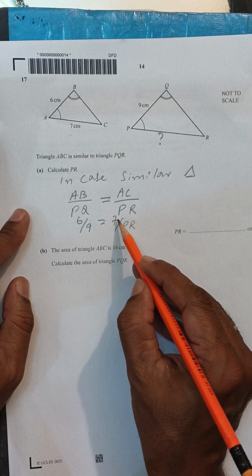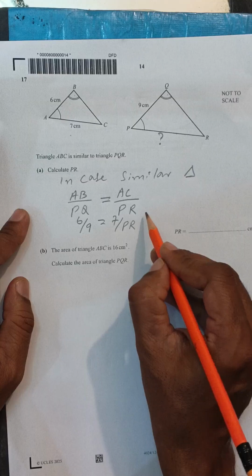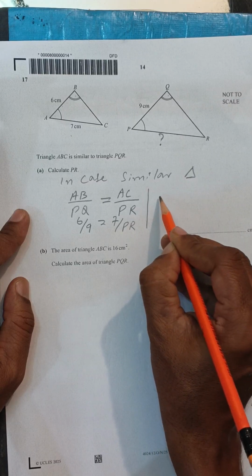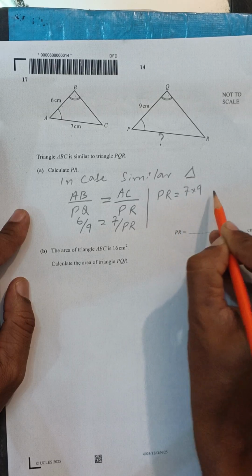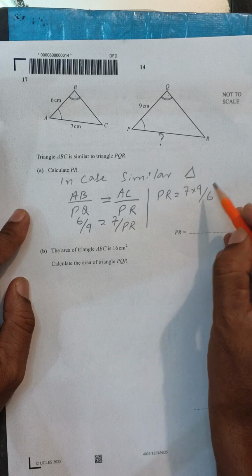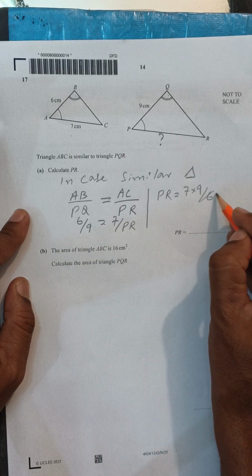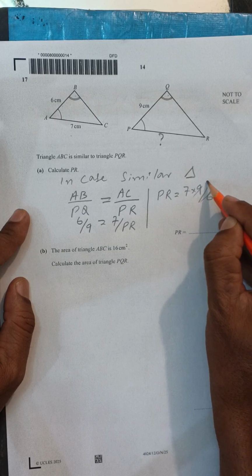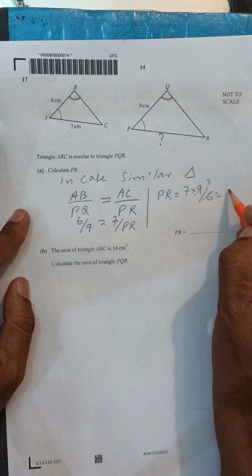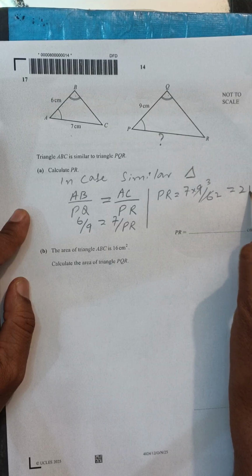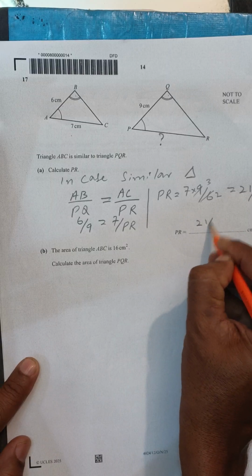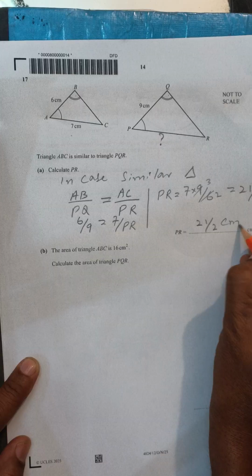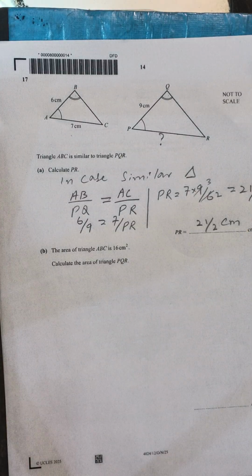So ultimately, multiply by this one. What about your value? PR equals 7 multiplied by 9 divided by 6. Now 2 threes are 6, 3 threes are 9, so 3 sevens are 21 over 2. So 21 over 2 centimeters is your answer. Next, the area of triangle ABC is 16 centimeter square.